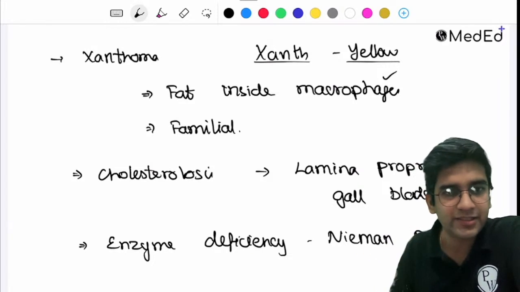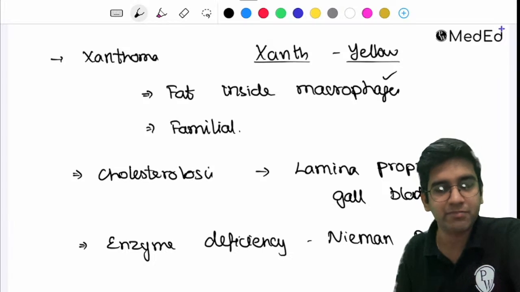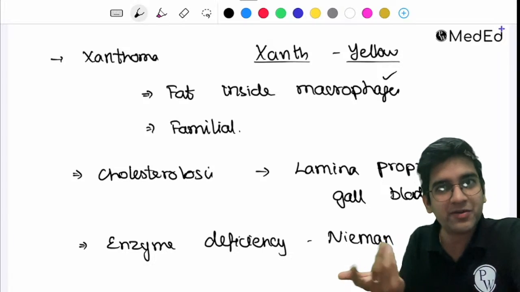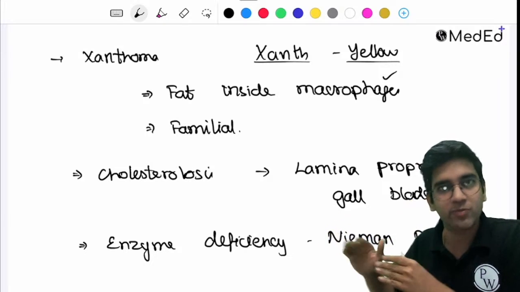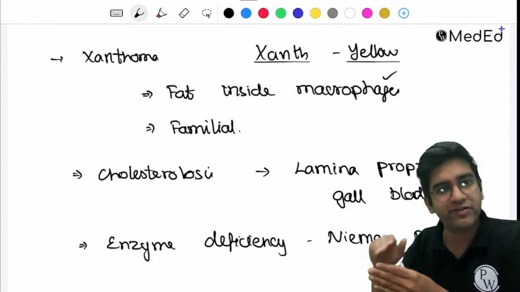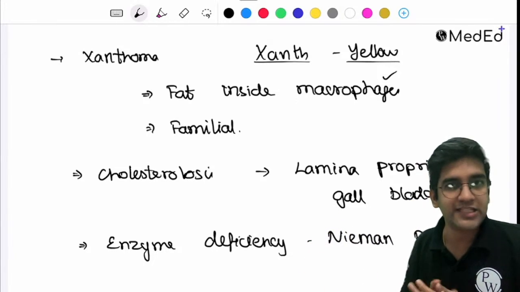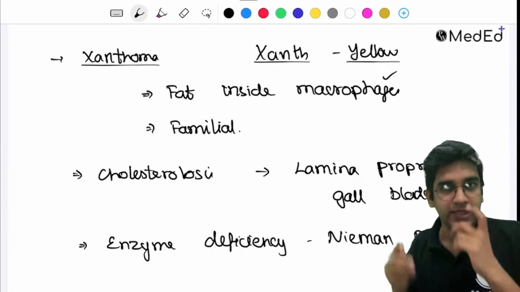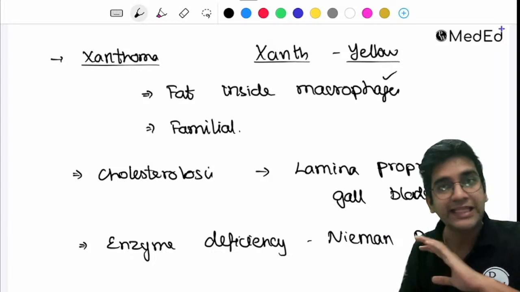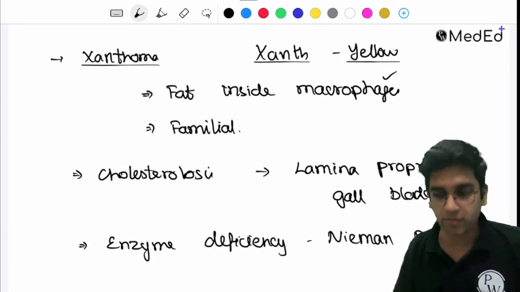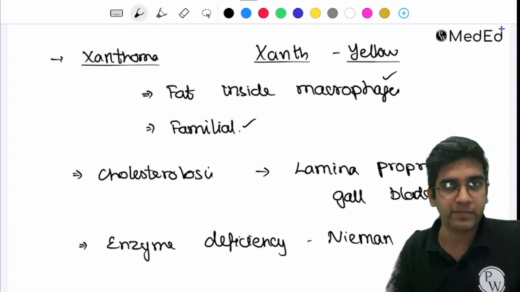Have you seen ghee? You have seen ghee, butter, cheese. All of them are fat. Every fat is yellow in color. So when I call something a xanthoma, it is yellow in color. Bone marrow fat is yellow in color, right? Everything fat is yellow in color. Xanth means yellow in color. So deposition of fat to the naked eye will have a yellowish appearance. Anything fat will be yellow in color. Please do remember. It is seen in familial conditions of hyperlipidemia, right?